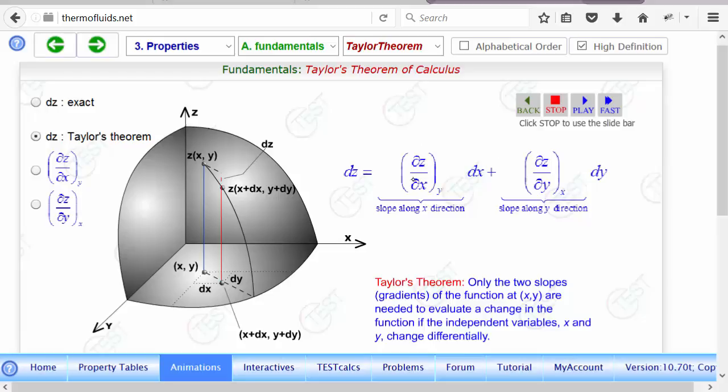If you know the two slopes, then a change in variables x and y and these two slopes together will tell you how z changes, even though you don't know the function itself. That's a pretty powerful theorem. So these slopes become by themselves very important properties in thermodynamics.